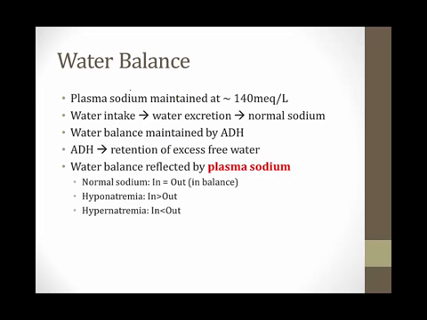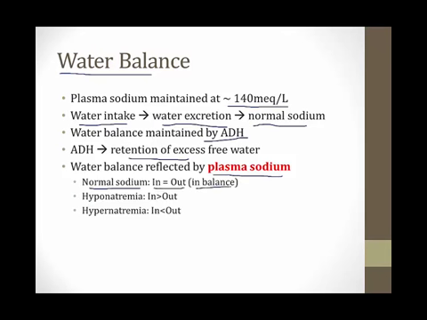Now we're ready to begin our discussion of sodium and water balance, and let's start by talking about water balance. So the plasma sodium concentration is maintained by the body at about 140 milliequivalents per liter. To maintain this concentration, anytime you take in water, that water must be excreted so that the sodium level stays normal. And our water balance is maintained by antidiuretic hormone. ADH release leads to retention of excess free water, so the body modifies the amount of ADH in order to modify the amount of water that is being excreted. And your water balance is reflected by your plasma sodium concentration. When you have a normal sodium concentration, this means that the amount of water coming into your body is equal to the amount going out.